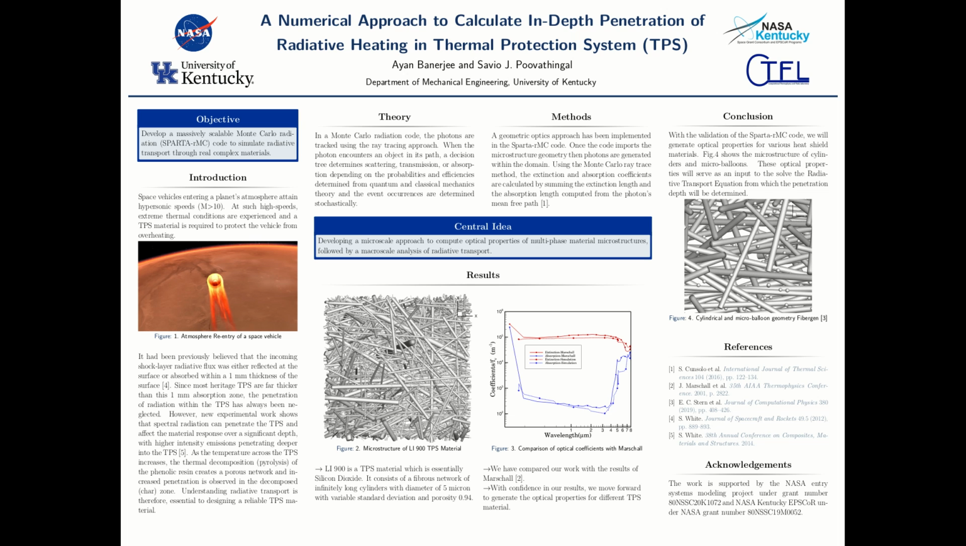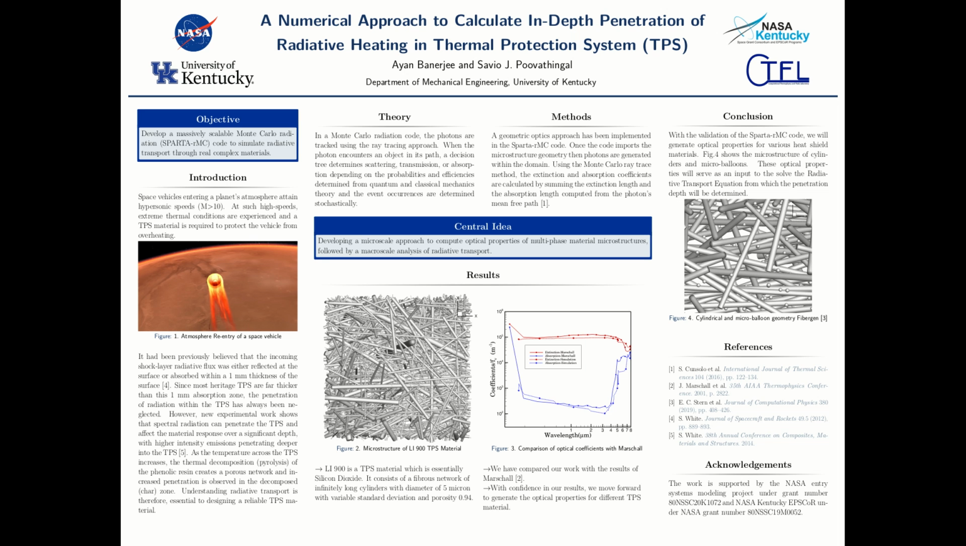protection systems. Whenever a space vehicle is entering another planet, it enters at a very high Mach number. That number is anywhere between 35 to 40. At such high Mach numbers, the temperature across the shock layer goes up to 15,000 Kelvin, and at such high temperatures, the gases in the atmosphere get heated and reach an excited state.